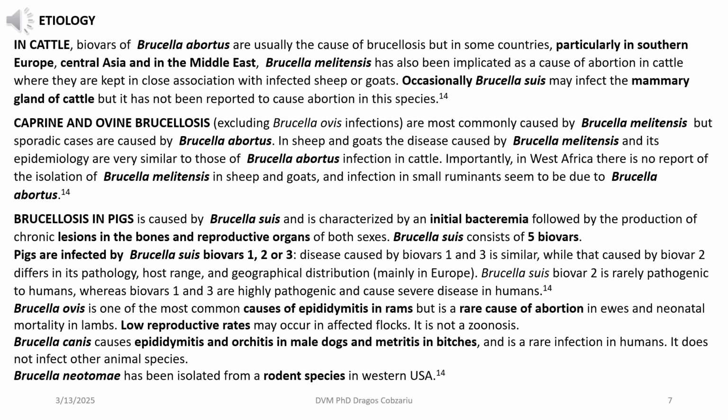Brucella ovis is one of the most common causes of epididymitis in rams but is a rare cause of abortion in ewes and neonatal mortality in lambs. Low reproductive rates may occur in affected flocks. It is not a zoonosis. Brucella canis causes epididymitis and orchitis in male dogs and metritis in bitches, and is a rare infection in humans. It does not infect other animal species. Brucella neotomae has been isolated from a rodent species in western USA.